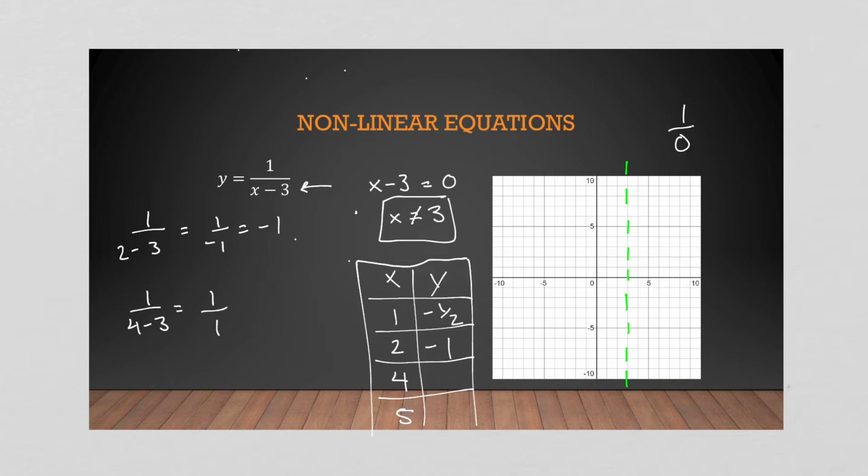So we again get 1 over 1, so we get +1. And then when x is 5, we get 1 over 5 minus 3, so we get 1 over 2, but +1/2. So you can see some similar things happening here, but what does this look like graphically at this point? It means when x is 1, we're at -1/2, so we're right about here. And when x is 2, we're at -1, so we're actually heading in a downward direction.